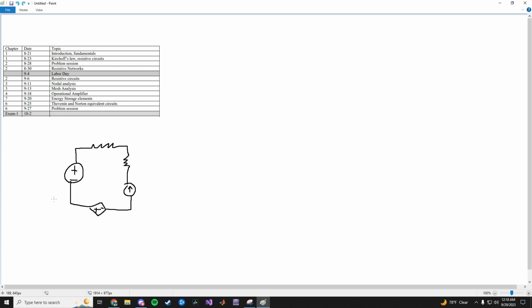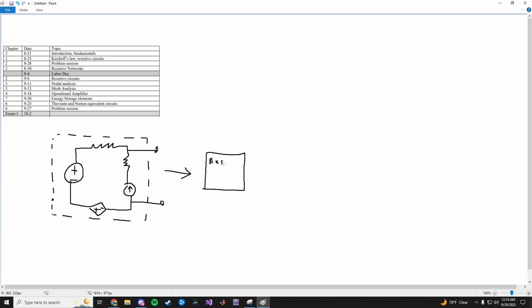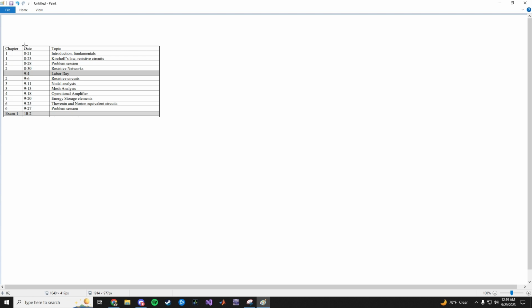Say if I put this in a black box and then only care about the two terminals coming out, well, this could just be written as a resistor network, which basically just means there's only voltage sources, current sources, dependent or independent, doesn't matter, and resistors. So that means no inductors and capacitors. So let's go ahead and see the techniques of how to solve them.